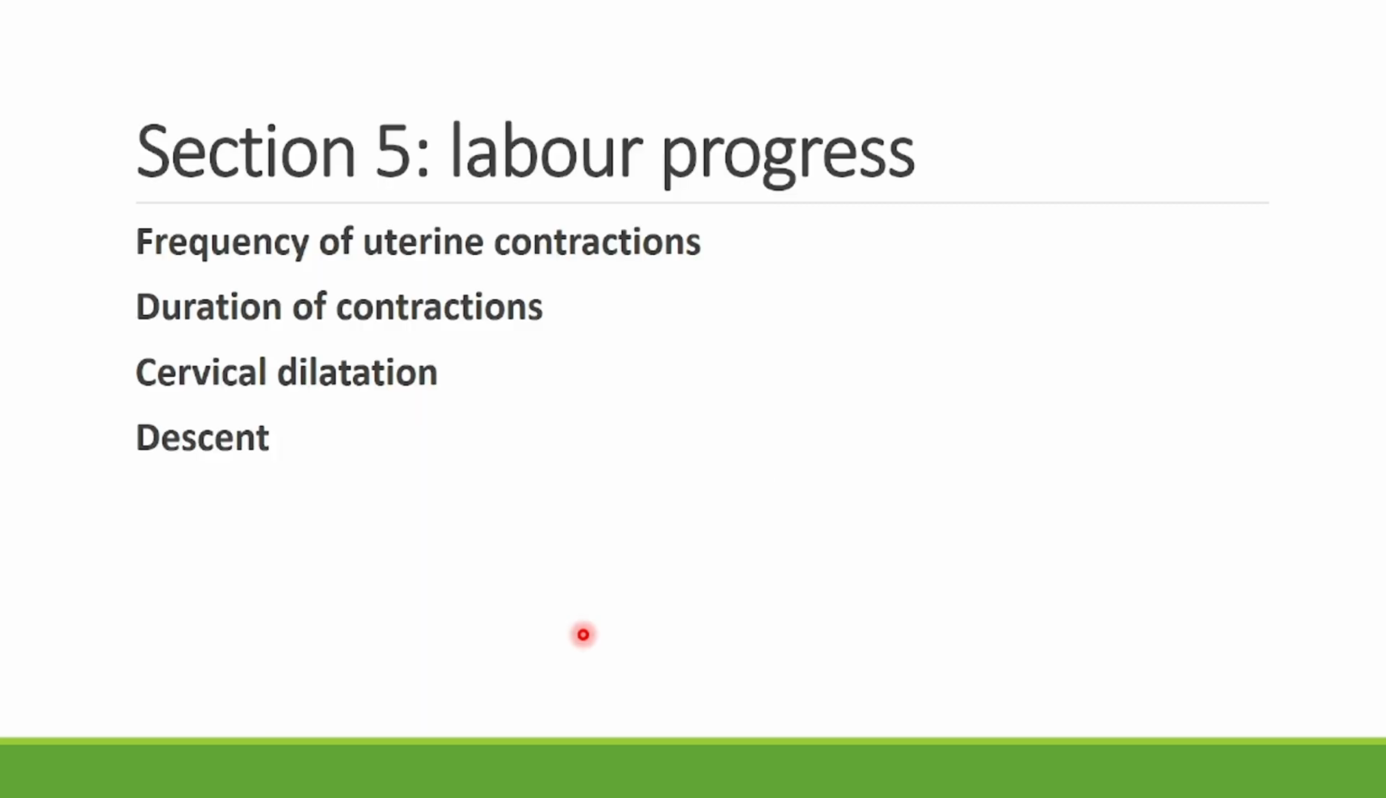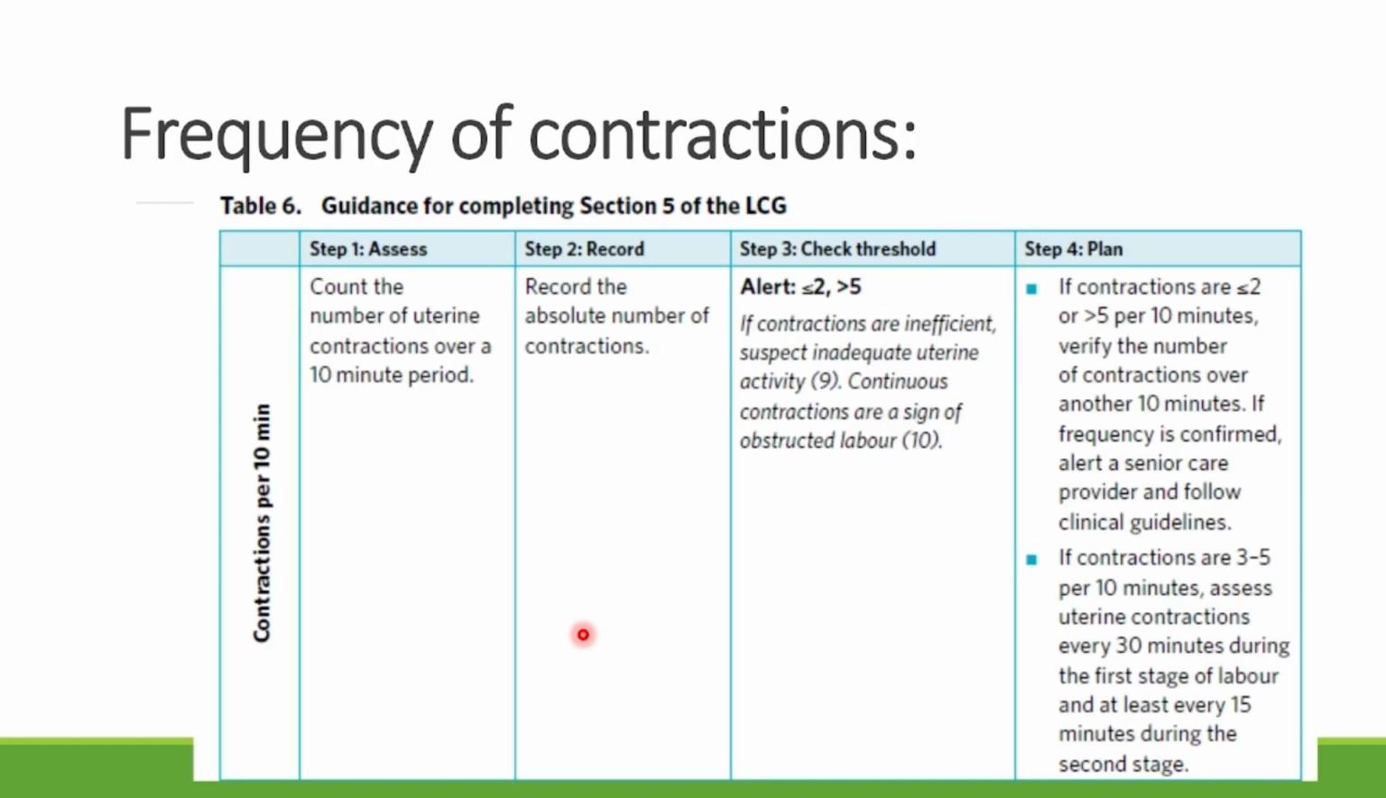Okay. What about the labor progress? We check the frequency of contractions, the number of contractions in 10 minutes, the duration of each contraction, cervical dilatation, and the descent. Here first we assess and record the number as we said, and check. If the number is 2 and less, this is inefficient contraction, we may need to give oxytocin. And if the contractions are more than 5, these are frequent contractions that need a special alert.